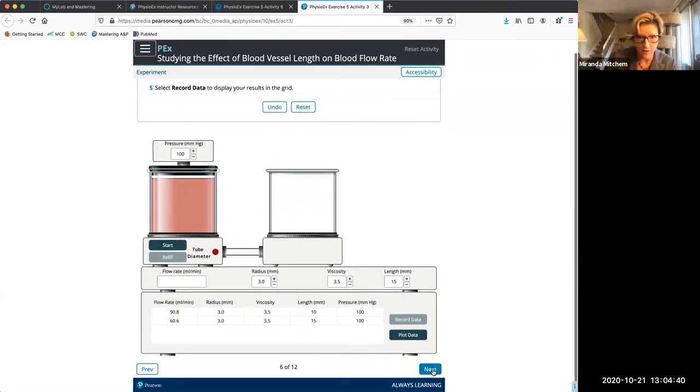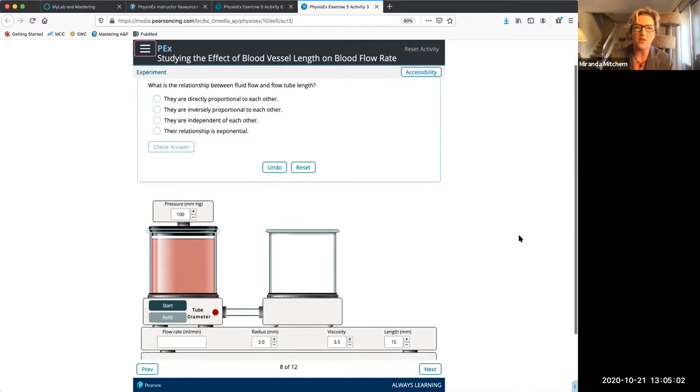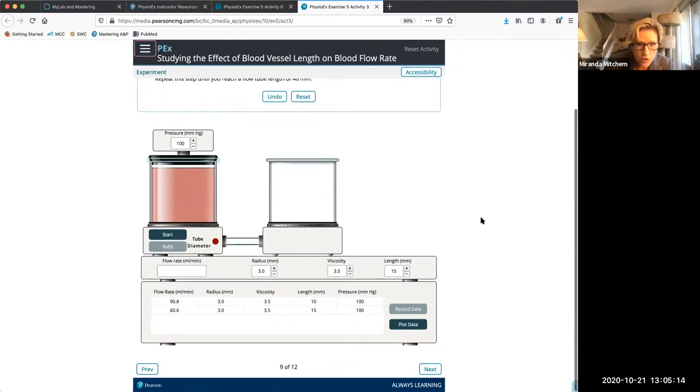We get caught up on our instructions. We did that. What is the relationship between fluid flow and flow tube length? Are they independent? No. Is their relationship exponential? We didn't even really talk about that option before. But also, the length is an inverse proportion, an inverse relationship. Okay, let me get our instructions.